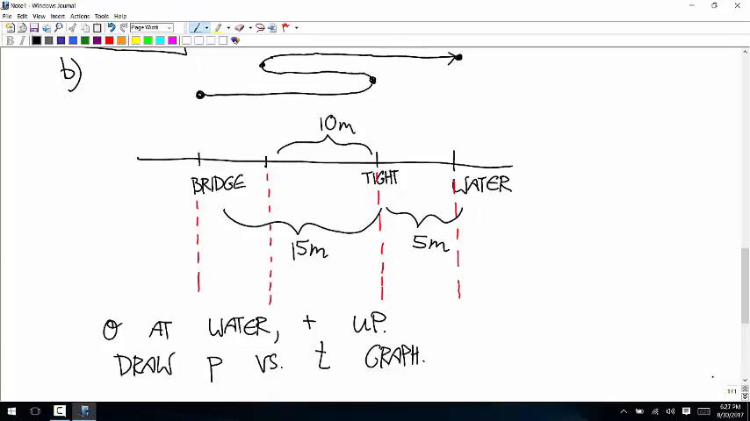Okay, so the easiest thing to label is the thing that says 0. 0 at the water. Okay, so that's the easy one. And the positive direction is up. From the water, which way is up? Toward the bridge or away from the bridge? Toward the bridge. So positive is this way. And now to where the bungee is tight, it's 5 meters in the positive direction. So what's the value there? Yep, positive 5.